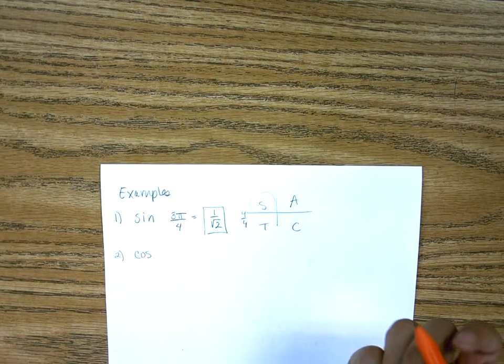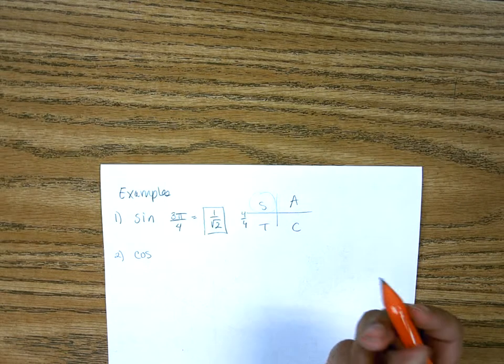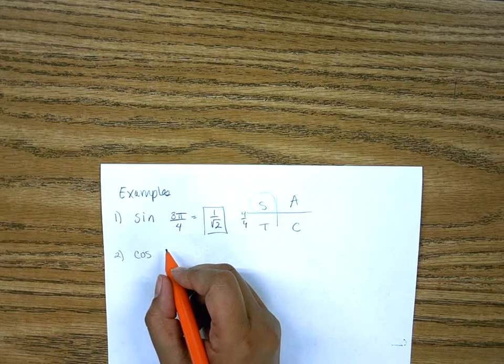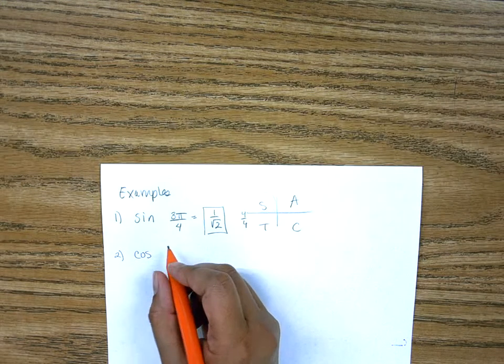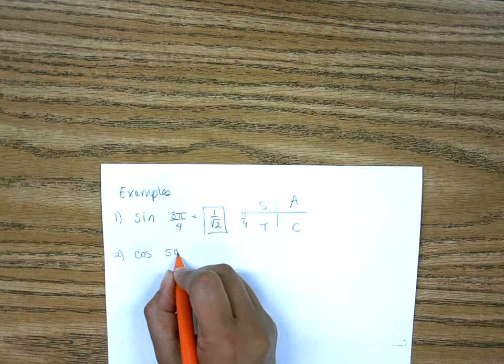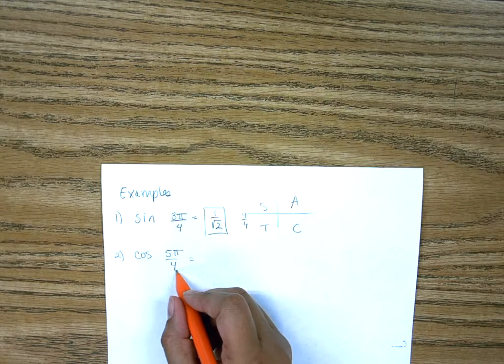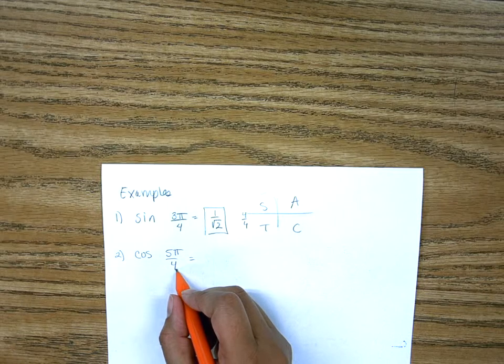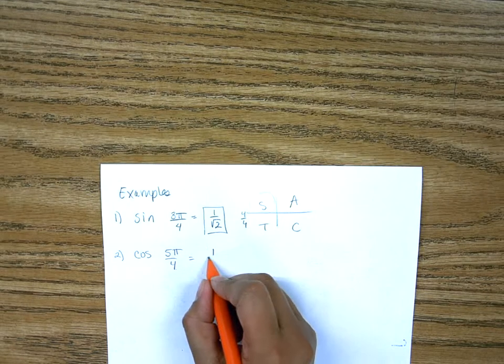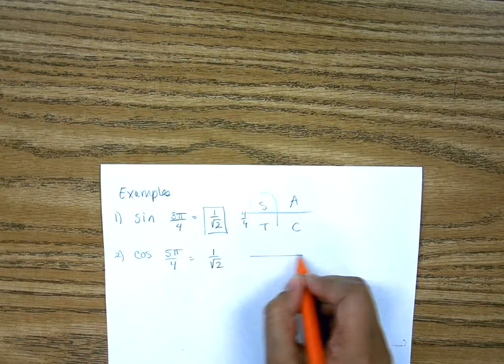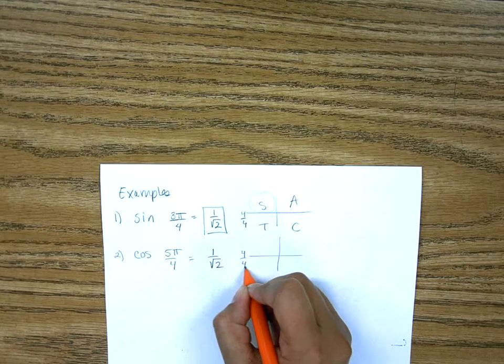All right, what if I gave you something like this? Cosine of, let's say, 5 pi over 4. Again, my reference angle is 45 degrees because the denominator is 4. Sine and cosine of 45 are both 1 over root 2.